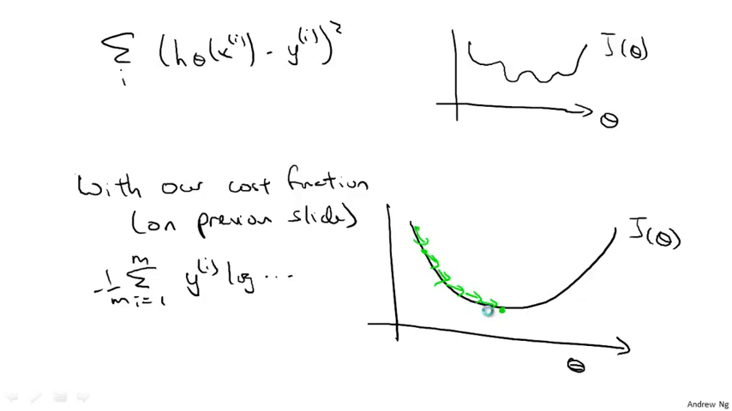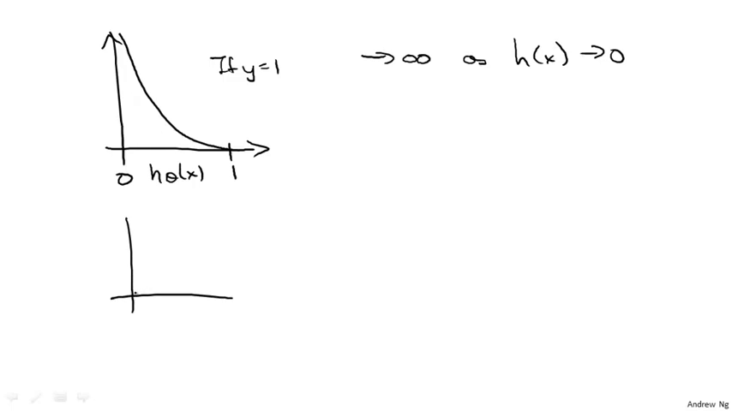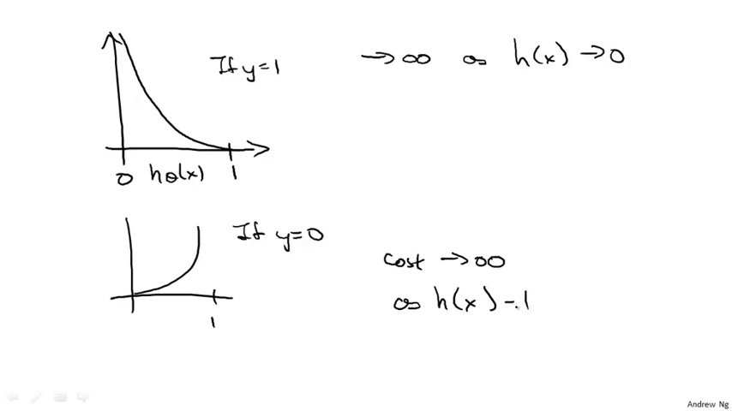Finally, as a quick aside, a side discussion: in the previous video, I said that we wanted a cost function, if y equals 1, that looks like this, right? If this is h of x, and this is 1, this is 0. So I wanted a cost function that goes to infinity as h of x goes to 0. And similarly, in the other case, if y equals 0, I wanted a cost function that goes to infinity as h goes to 1.